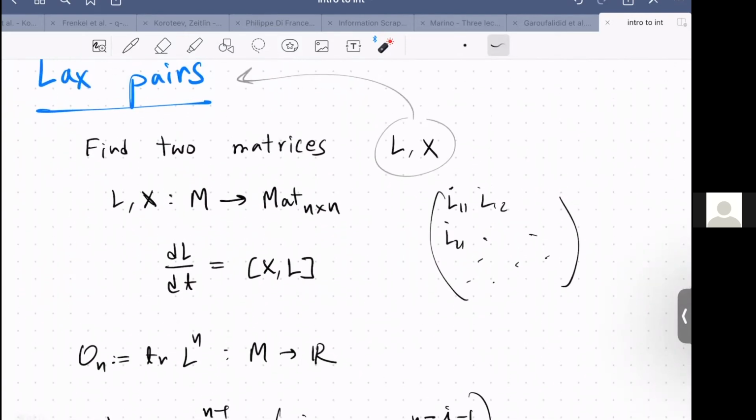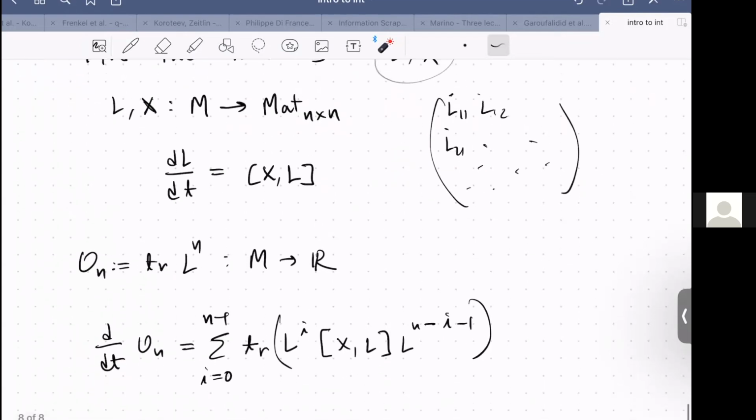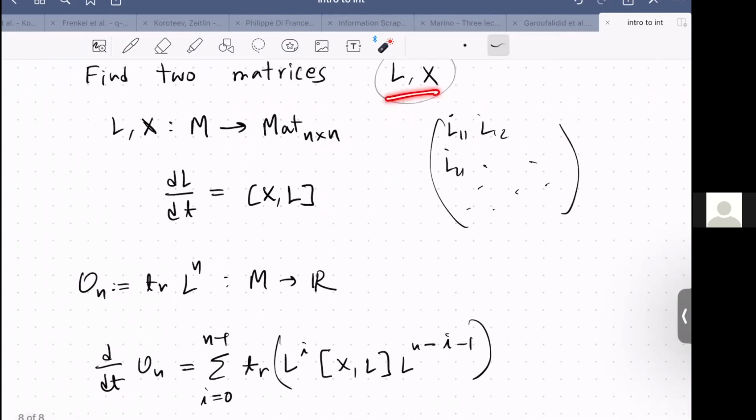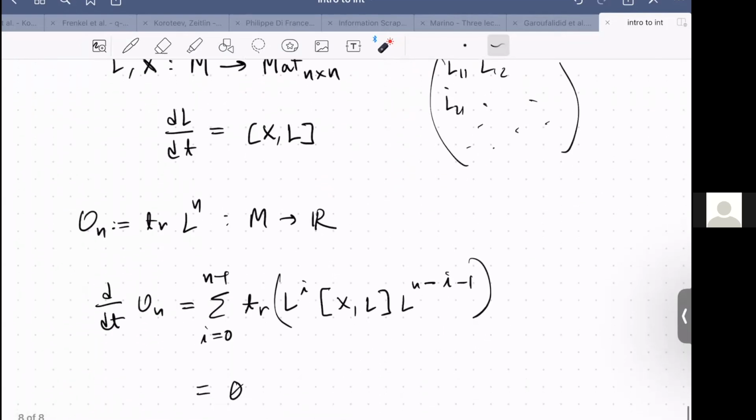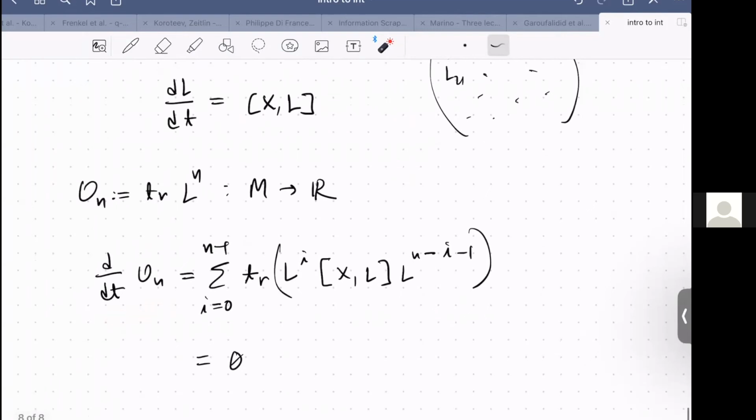How large of a matrix does L have to be for me to be able to find D independent functions? Well, if you don't know the answer, it has to be D by D. Okay, so let's not worry about that at the moment. The point is that if you can find such a Lax pair, then you can construct a bunch of conserved charges simply by taking powers and then the trace.